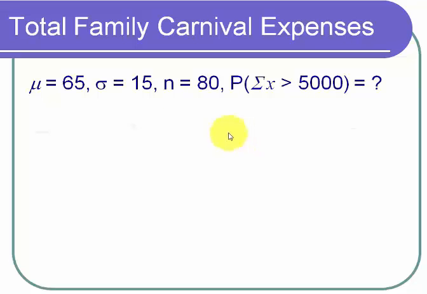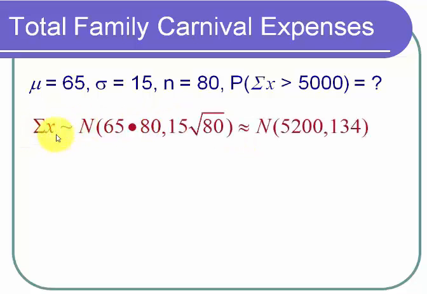So in particular, we could say that sigma x, the sum of all of the x's, is approximately normally distributed with mean 65 times 80, which happens to be 5,200, and standard deviation 15 times the square root of 80, which happens to be about 134. When you put it in your calculator, it's better to put directly 15 times root 80 than to use this approximation.